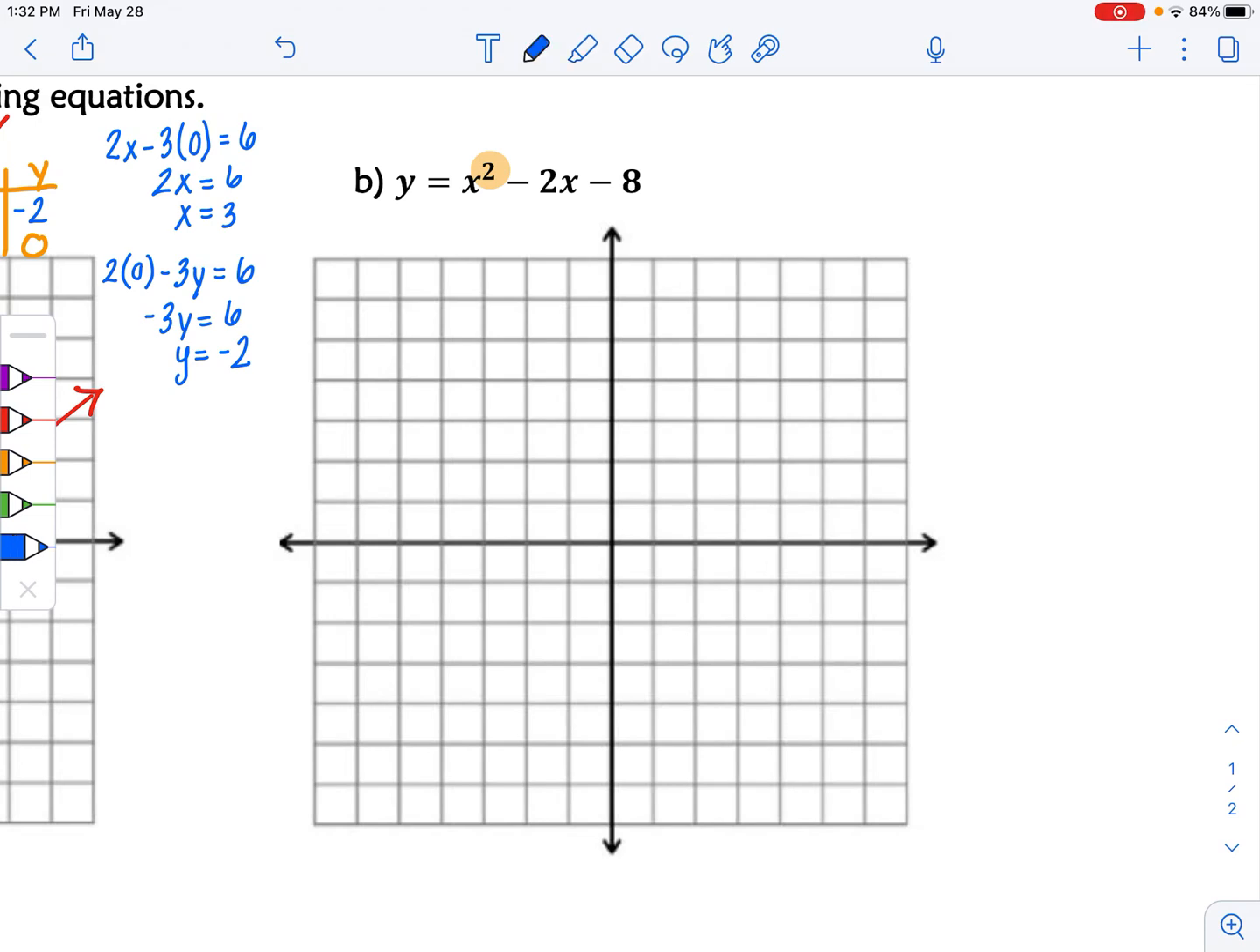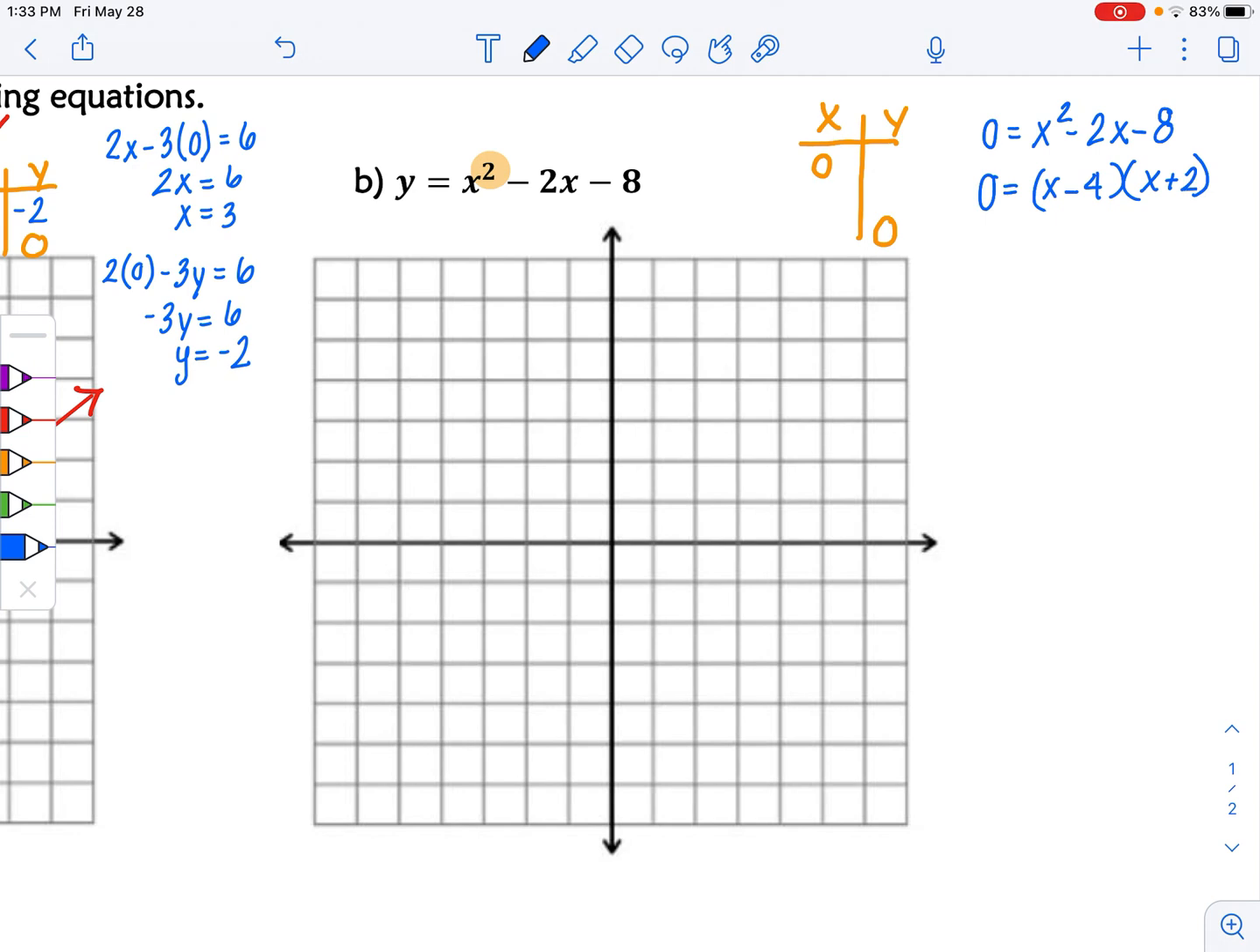So I'm going to start, again, with my xy table. I'm going to try to find my x-intercept, y-intercept, and maybe another point along the line. Let's see what we get. So starting off, if y is 0, oh, look at that. It's just a nice quadratic that I can solve. I'm going to factor these. Good thing we learned about factoring.